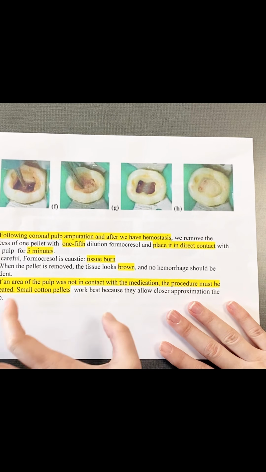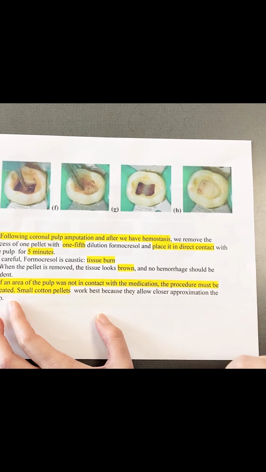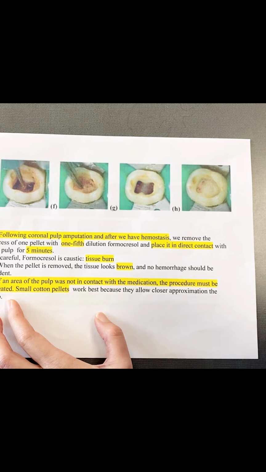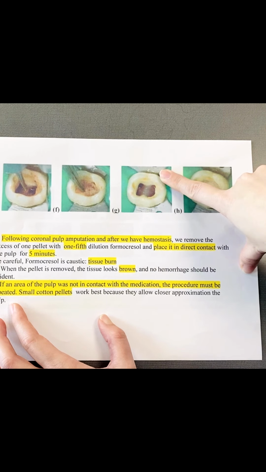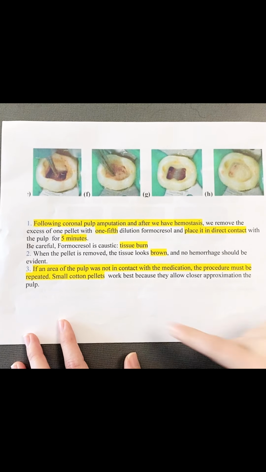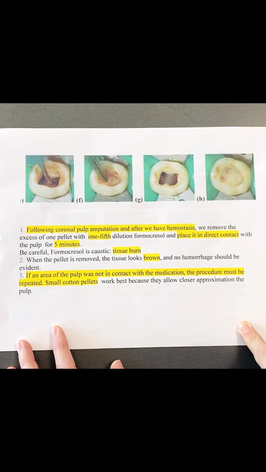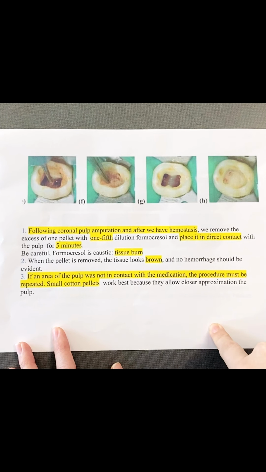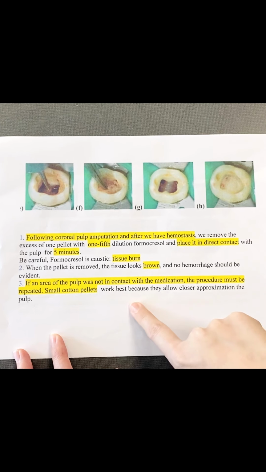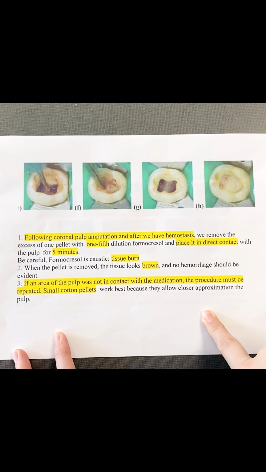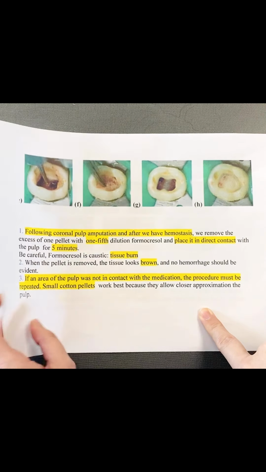Remember that the formocresol is caustic, so you need to be really careful or you can burn the tissue. When the pellet is removed, the tissue looks really brown and no hemorrhage should be evident. If an area of the pulp is not in contact with the medication, we need to repeat the procedure. Remember that small cotton pellets work best because they allow closer approximation to the tissue.